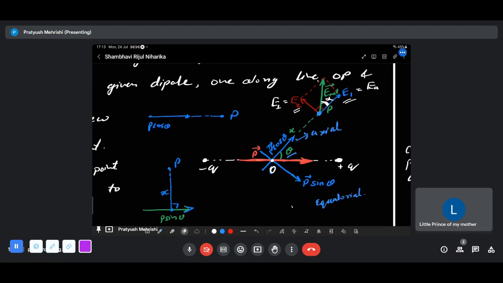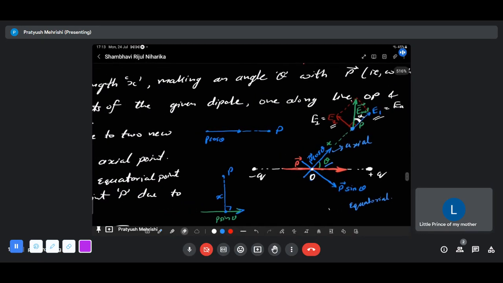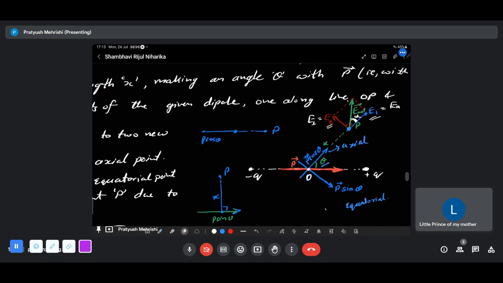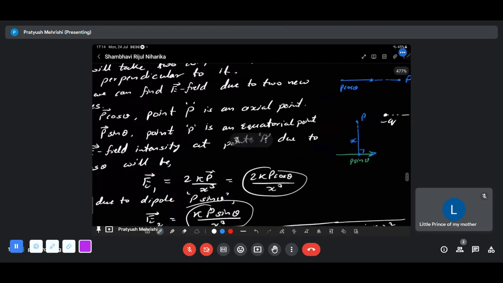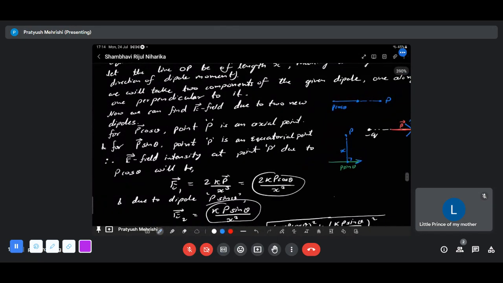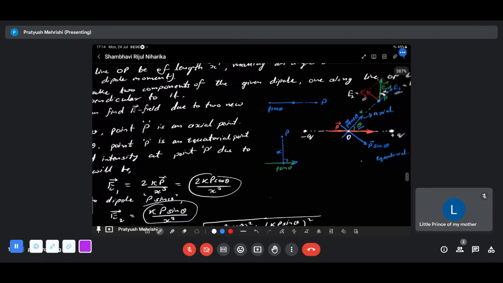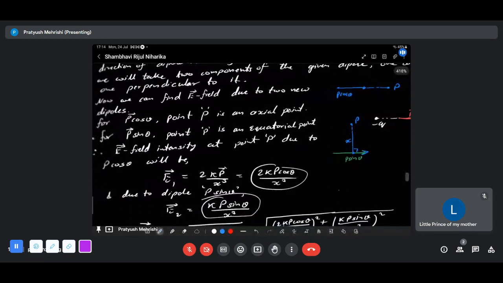Now we know both formulas. We know the formula of axial position and the formula of equatorial position. What is the formula for axial position? For axial position, it is 2 kp upon x cube.